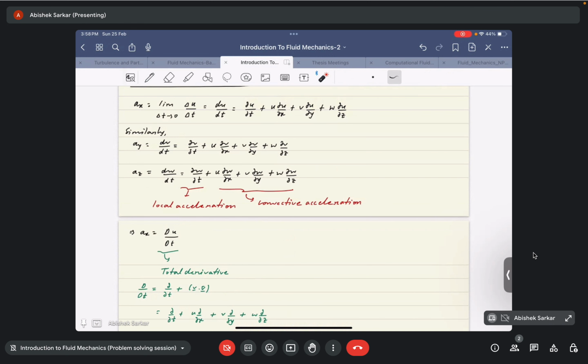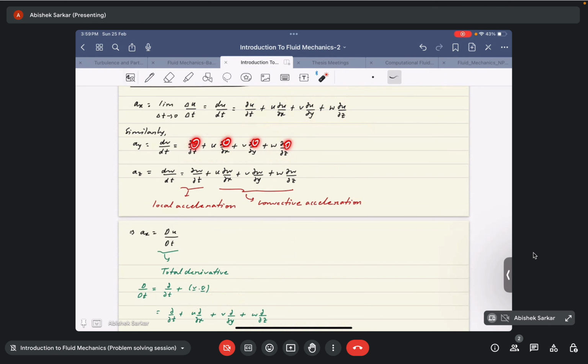And the operator remains the same: ∂/∂t here, u ∂u/∂x here, v ∂u/∂y, and w ∂/∂z. Similarly, see, it's operating on u, and thus this expression. Similarly for ay, the acceleration operator would operate on v. Okay, so you can see that ∂/∂t is the same, u ∂/∂x is the same, v ∂/∂y is the same, and w ∂/∂z is the same here, and it's operating on v.